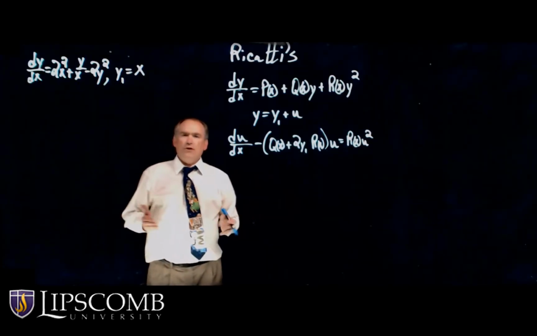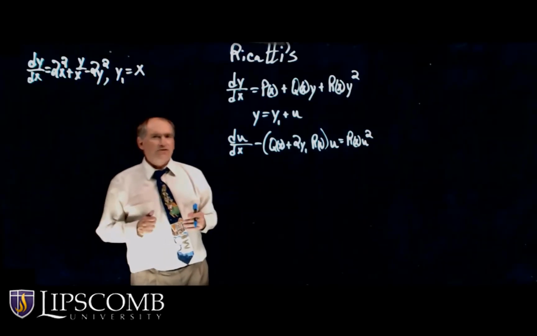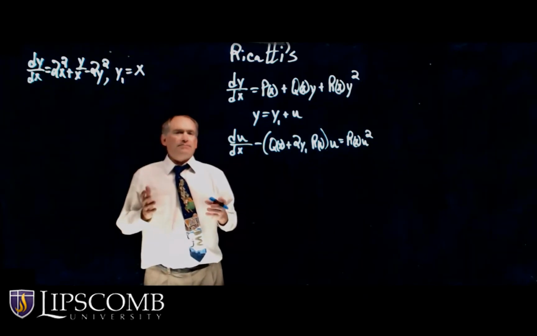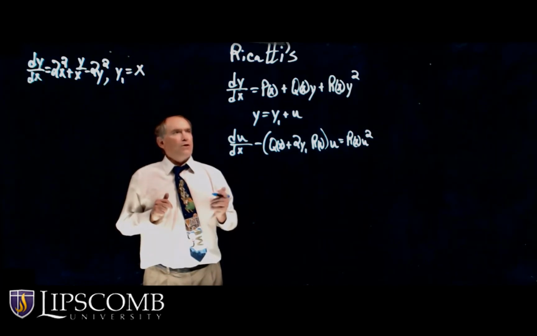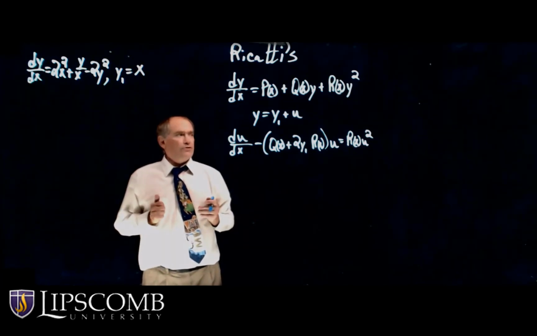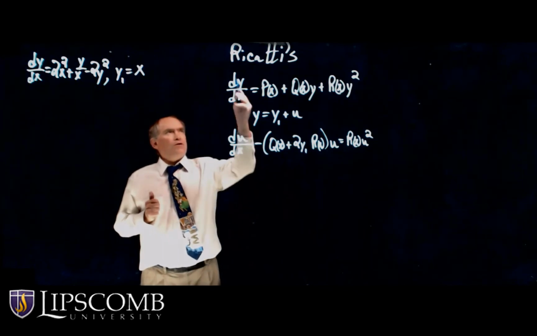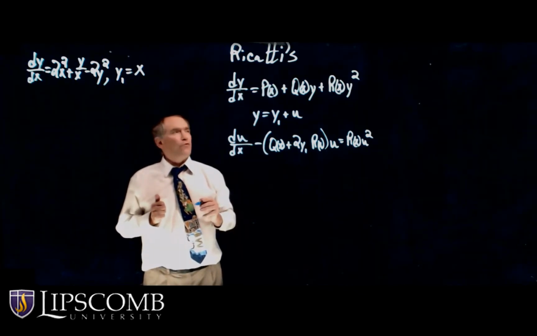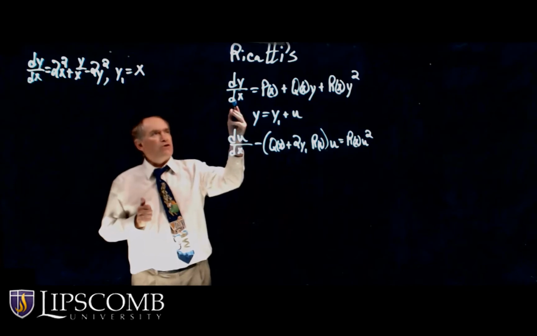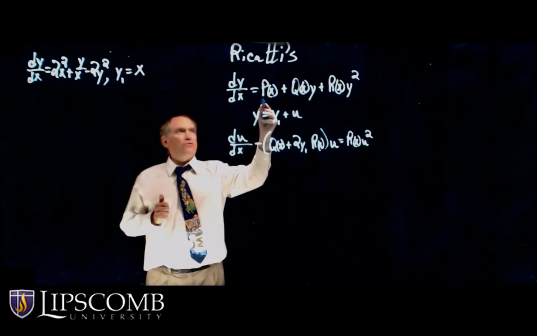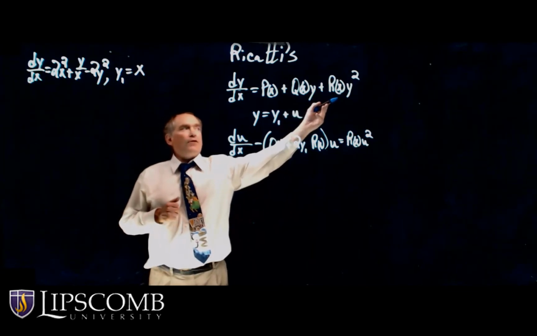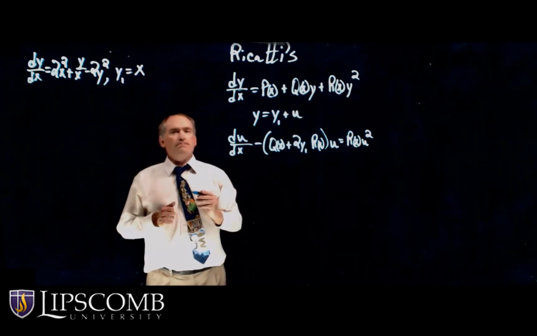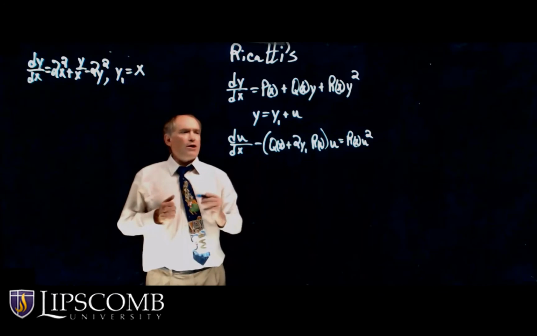Okay, now we look at one of the minor methods. It's similar to Bernoulli's, but a little bit different because it leads into Bernoulli's. What we've got here is something called Riccati's form of the differential equation, and here it is: dy/dx equals p of x plus q of x times y plus r of x times y squared. That's the form of Riccati's.